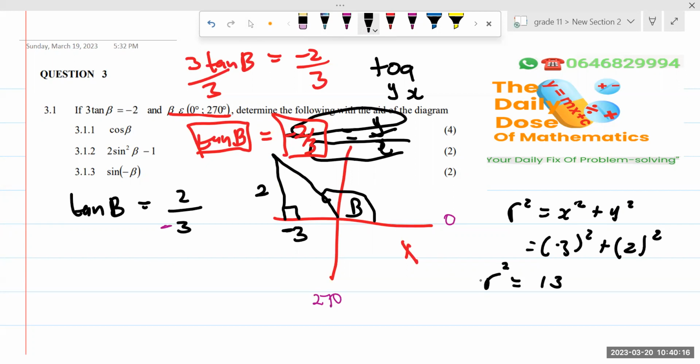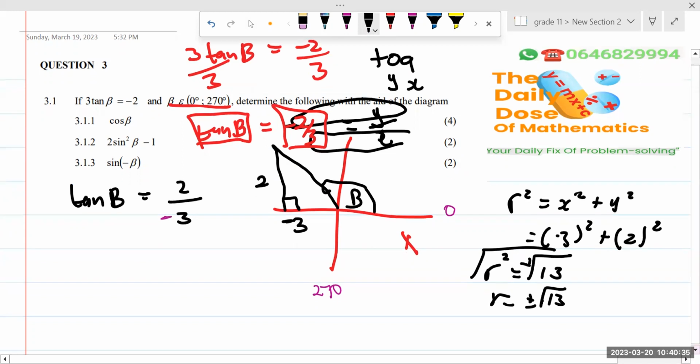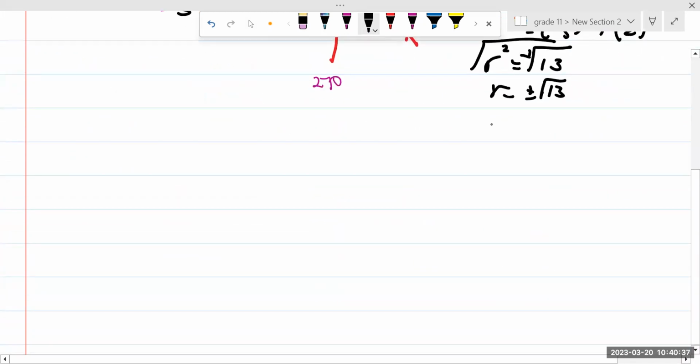And then you take the square root, it's a plus and a minus. R is going to be plus and minus root 13. Guys, we don't want to see your answer in decimal. Because they said use an aid of a diagram, we don't want to see your answer in decimal. So you have root 13. Which one are we going to take here? And why are we taking the positive one?